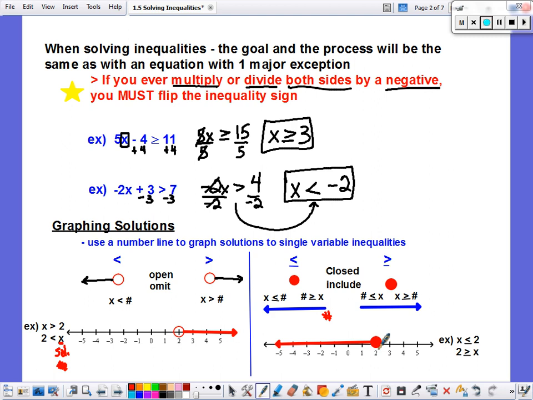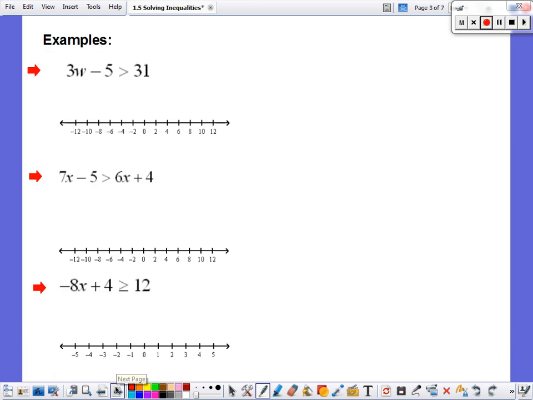x is less than or equal to 2, or 2 is greater than or equal to x. And again, my solutions would be going to the left. So be very careful, especially of the second one right here. A lot of times that gives students some fits if they're not careful. Okay, taking a look at some examples here. And again, I'm going to work fairly quickly through these, and you can rewind if you need to.